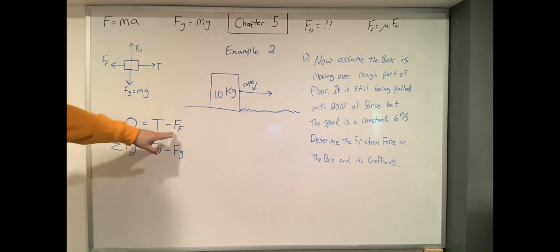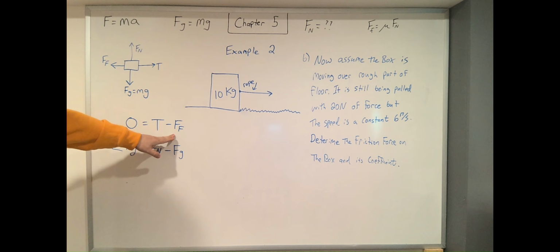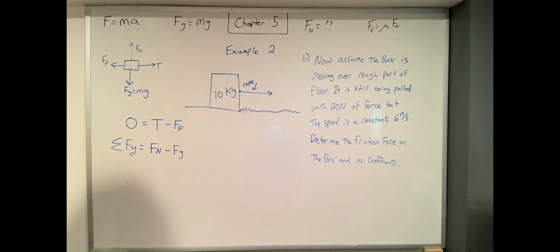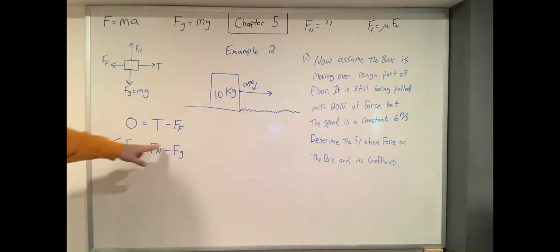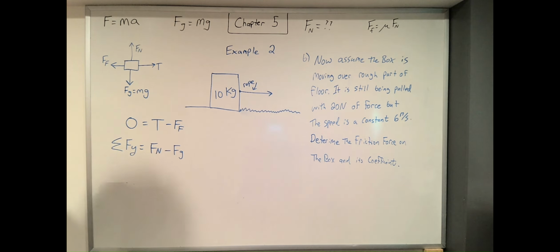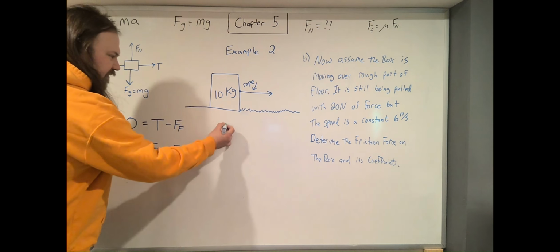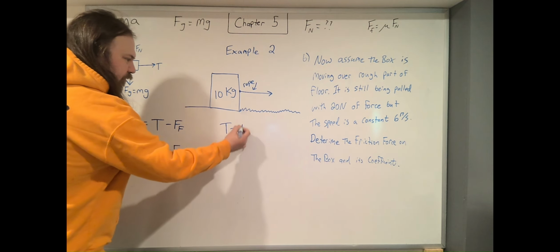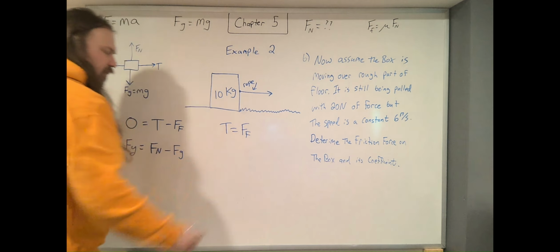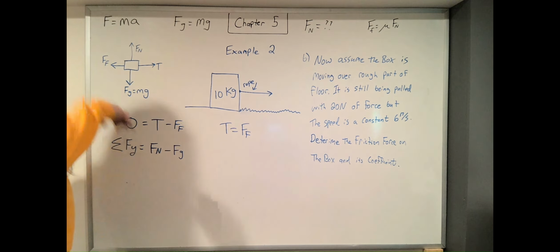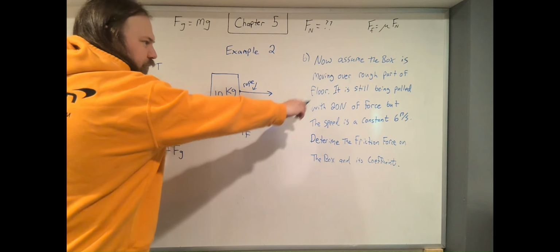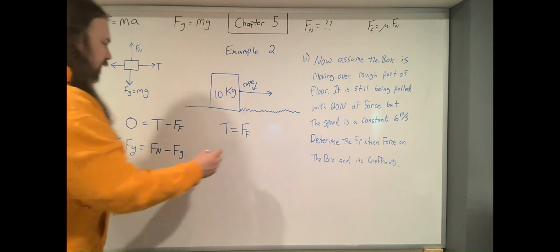And this is the thing that I'm looking for, is Ff for the first part, determine the friction force. So let's see, if I take this top equation and I add friction force to the 0 on the other side, I will get that T is equal to that friction force. What is T? Okay, T was given in the problem as still being pulled with 20 newtons of force.